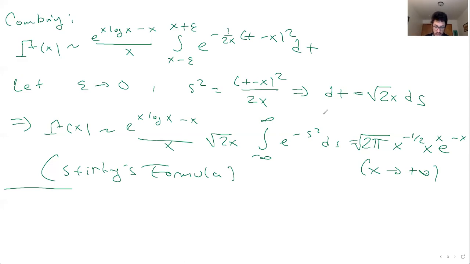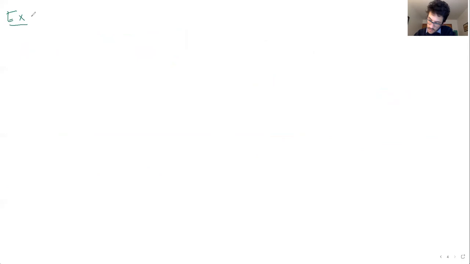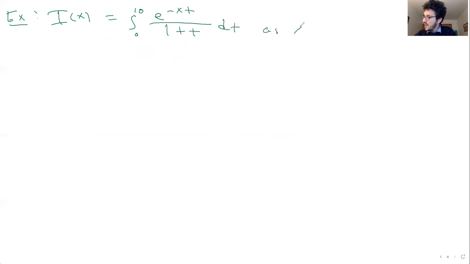Okay, one more example, and then we'll be done with Laplace's method for now. Let's start on a fresh page for that. I of x is equal to, say, the integral from 0 to 10 of e to the minus x over 1 plus t dt as x goes to positive infinity. Okay. So what's this look like, right? As x increases, the slope of this is going to go down more and more. Okay. So as x increases, this is what our integrand looks like as a function of t.